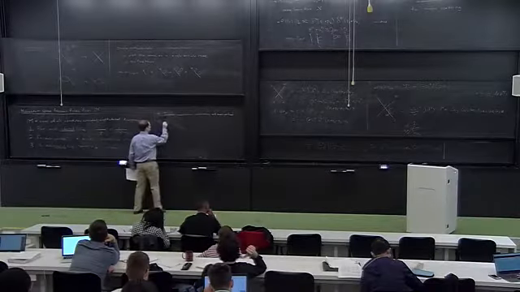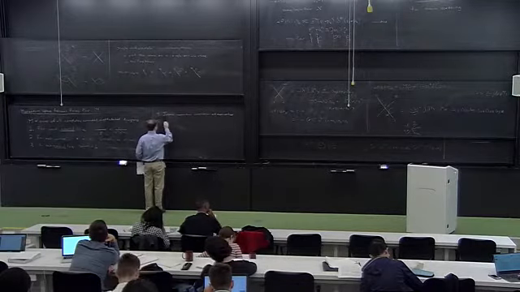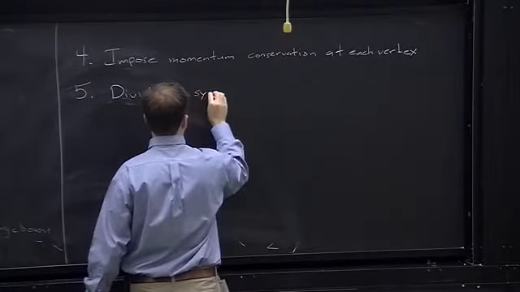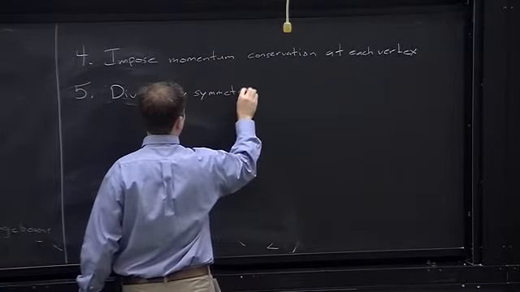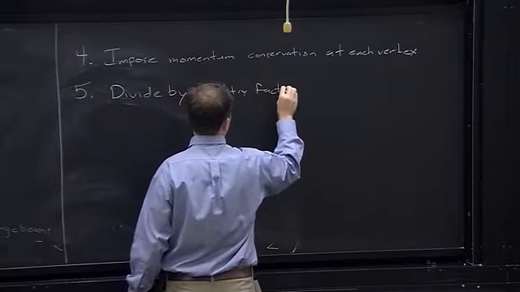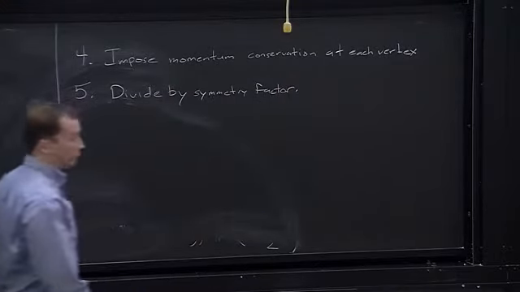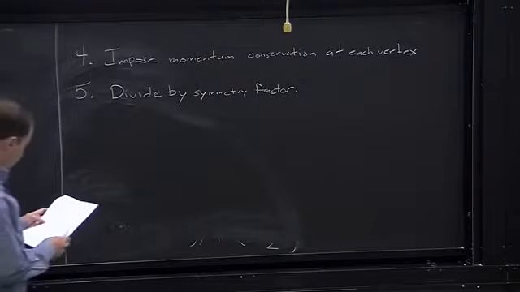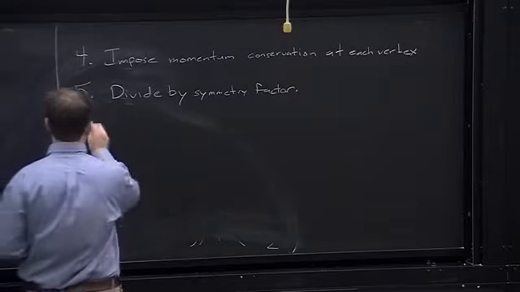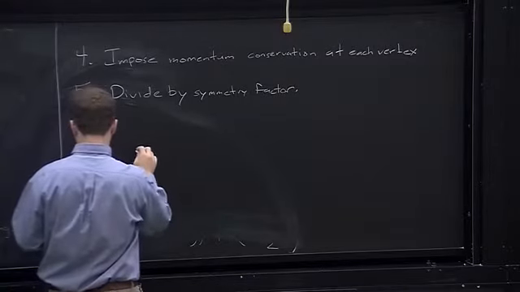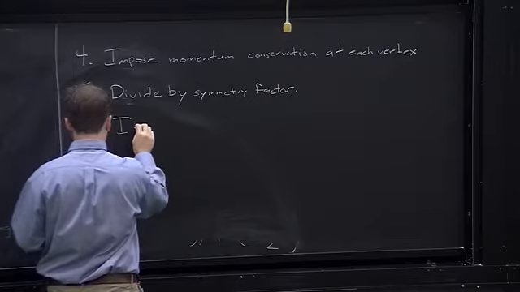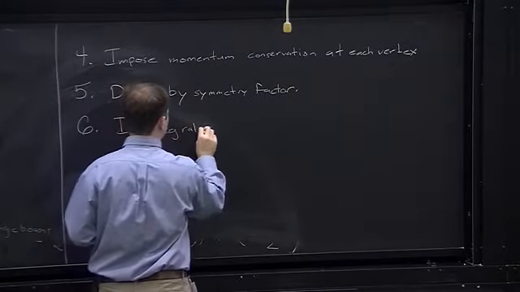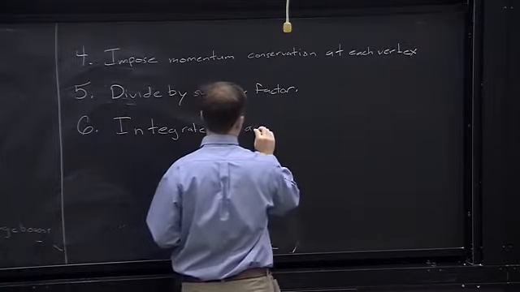Rule 5 is divide by the symmetry factor. So this, again, is just left over from our Feynman rules for the correlation functions in position space. Rule 6, the final rule, is we should integrate over any undetermined momenta.